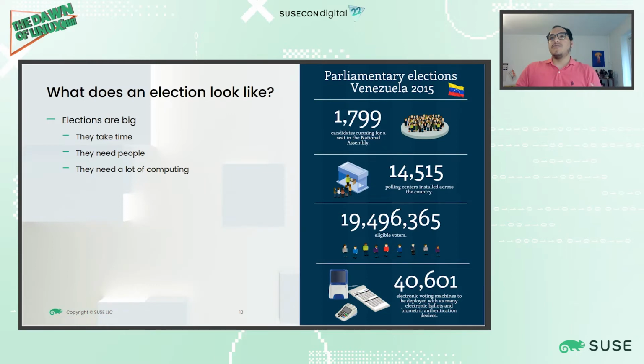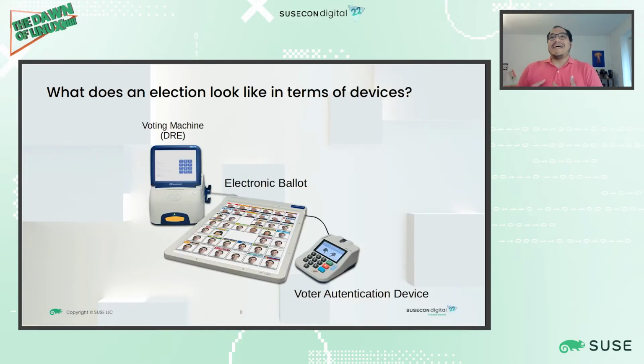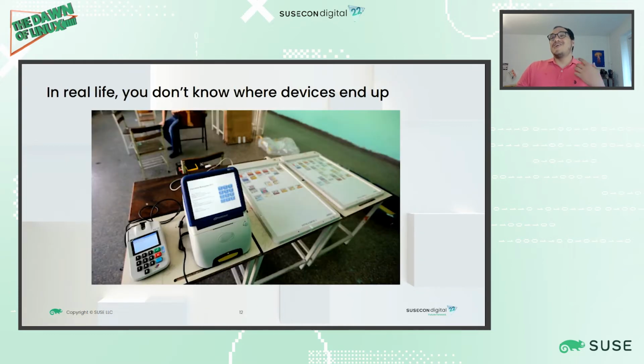So I want to show you what an election looks like for Venezuela. They are big. This was for the 2015 parliamentary elections, where we had 40,000 machines being deployed, and a little bit more than half of the country is an eligible voter. You can imagine that there is a lot of testing, because multiple devices are being connected, and you never know where the devices are going to end up. And all of this together, you need to make sure that it's working.